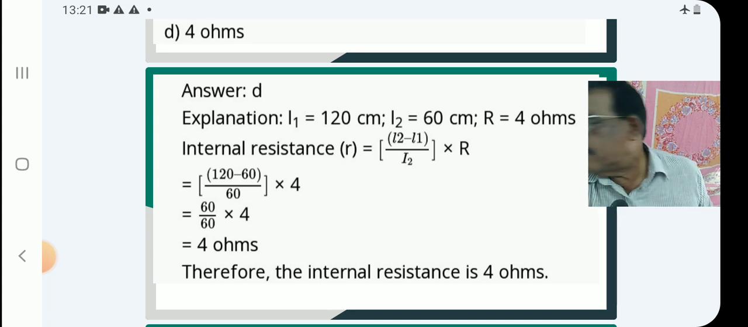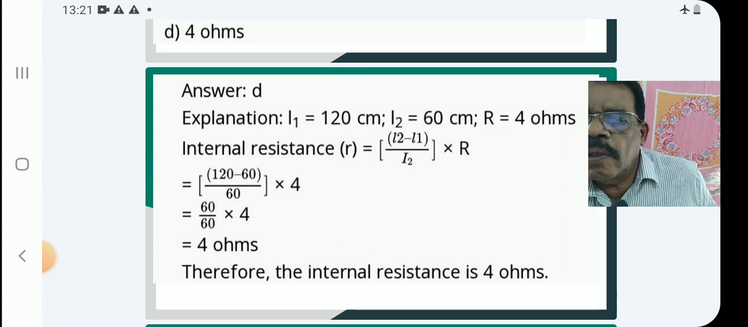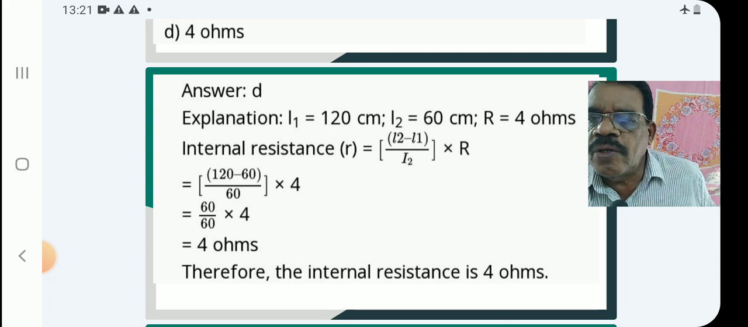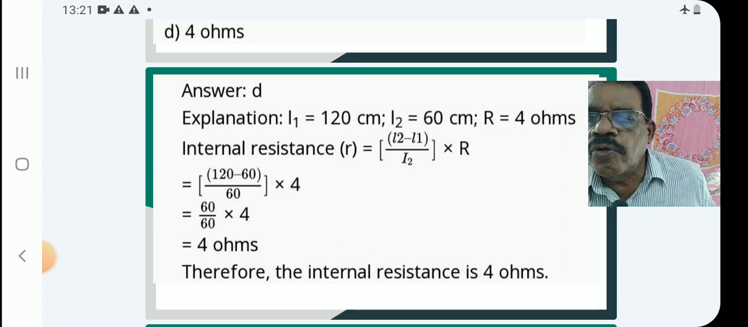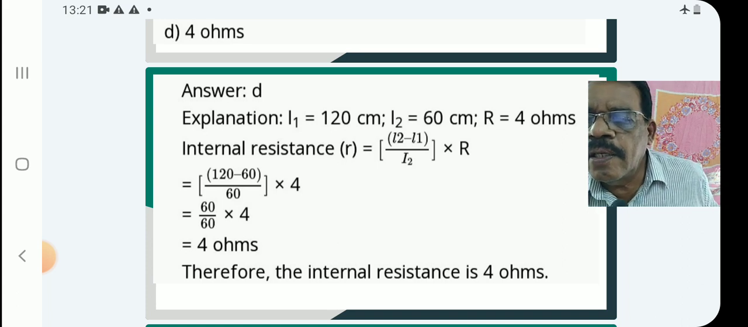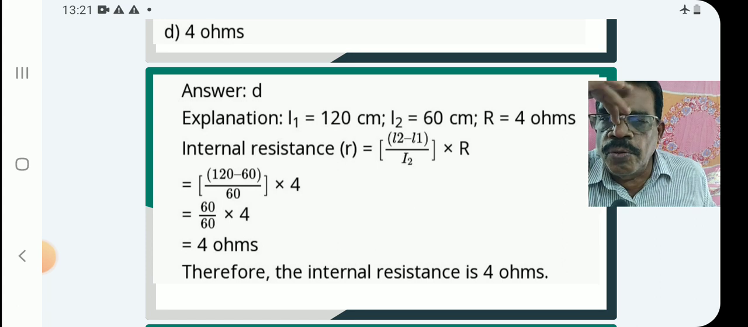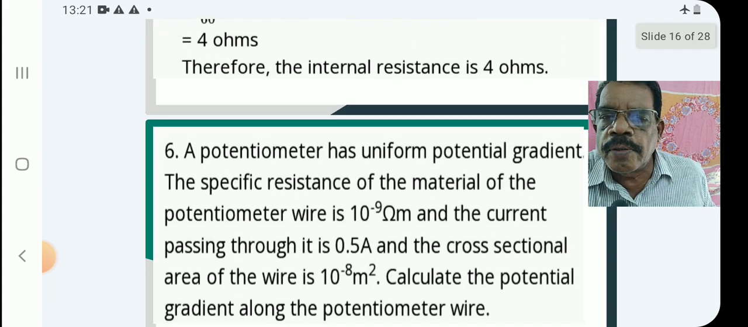The internal resistance small r is equal to R into L1 minus L2 by L2. L1 is 120 centimeter, so 120 minus 60 by 60 into R, 4. That is 60 by 60 into 4, that is 4 ohms. Therefore, the internal resistance of the cell is 4 ohms.